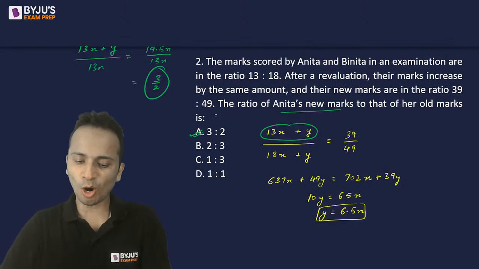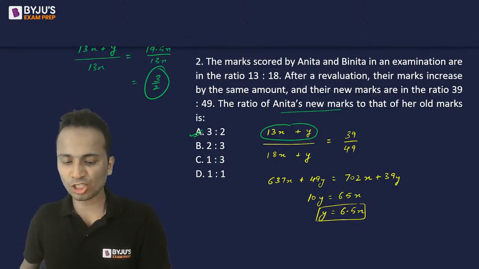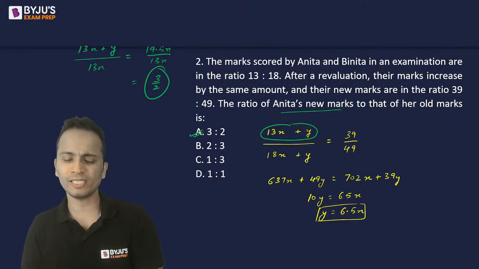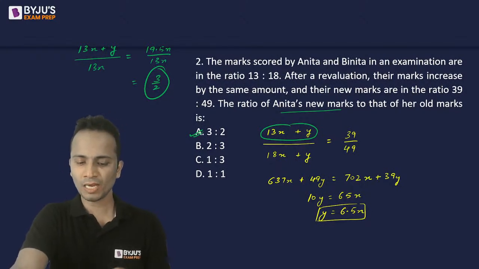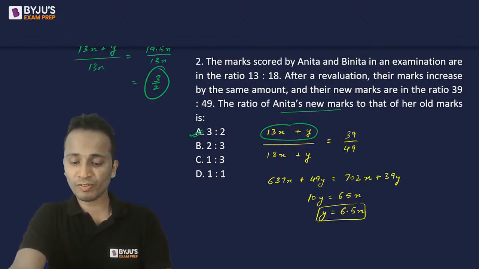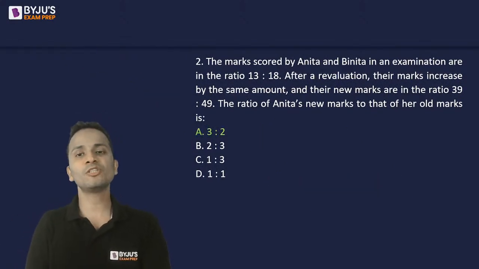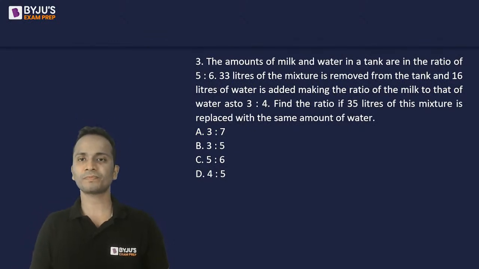Yes, that is option A is the correct answer. Okay, so Ajay, 1 is to 3 answer nahi hai. 3 is to 2 is the correct answer. Please have a look at any mistake that you have done. The student by the name of NAY has given the correct answer. So 3 is to 2. Yes, it is correct. Let's move on and look at question number 3.